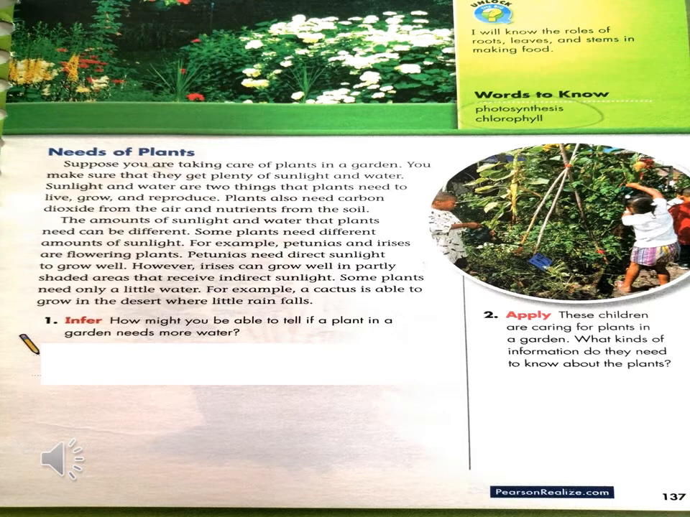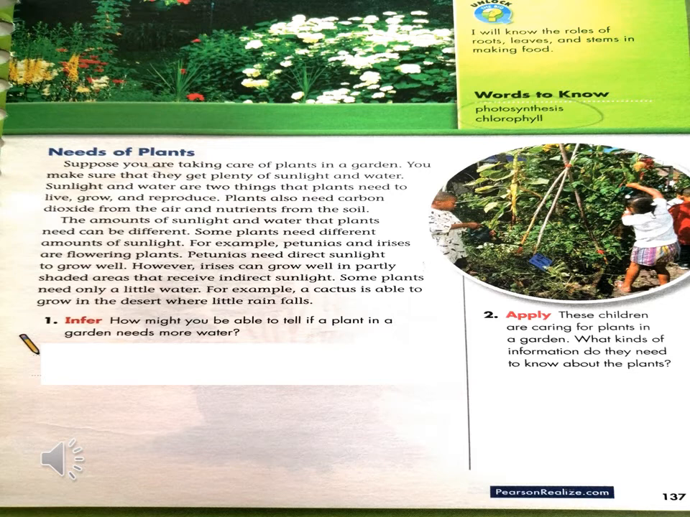The amount of sunlight and water that plants need can be different. Some plants need different amounts of sunlight. For example, petunias and irises are flowering plants. Petunias need direct sunlight to grow well. However, irises can grow well in partly shaded areas that receive indirect sunlight. Some plants need only a little water. For example, a cactus is able to grow in the desert when little rain falls.